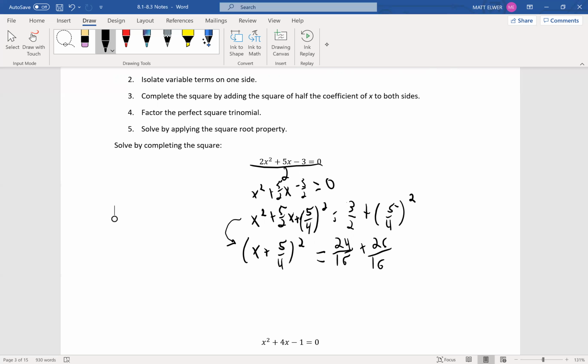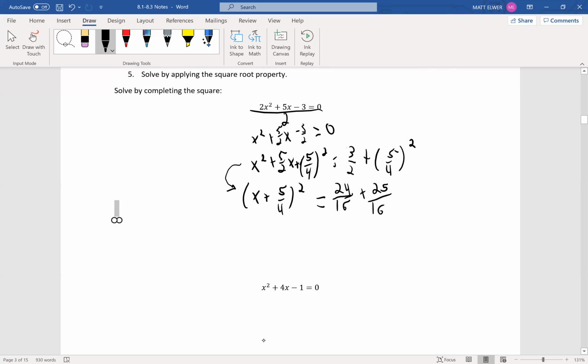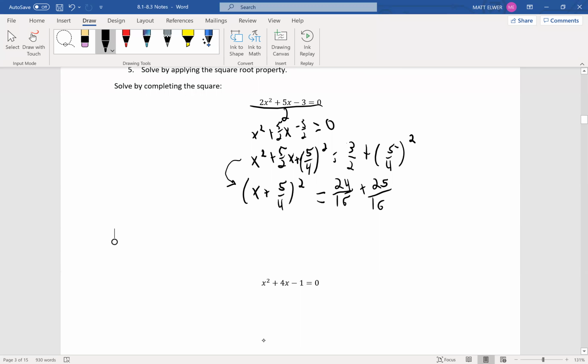Okay, we get 25 over 16. Okay, so now that we've done that, we can square root both sides, right? So we just have, on the left side, some terms squared. So we'll square root both sides. So we'll get x plus 5 over 4 on the left. And notice when we square root the other side, we'll add these together really quick, right? So we get plus or minus the square root of 49 over 16, when we add those like fractions together.